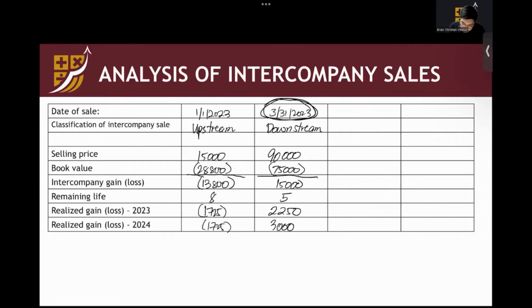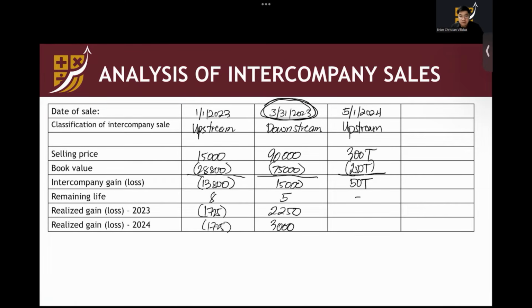Next, third. That is dated May 1, 2024. Oh, sino yung seller? S company. So, this is upstream. Selling price, 300. Book value, 250. What's the result? Gain on sale. Remaining life? Oh, walang remaining life.